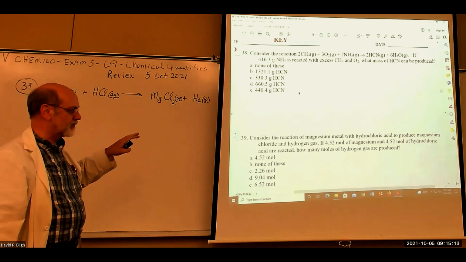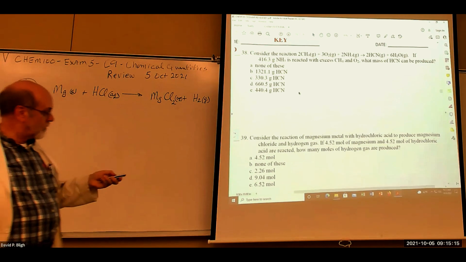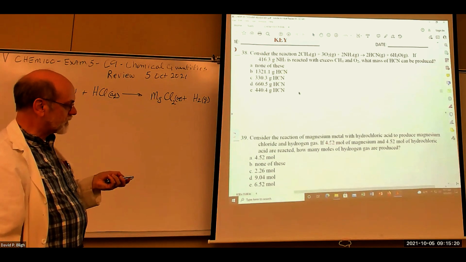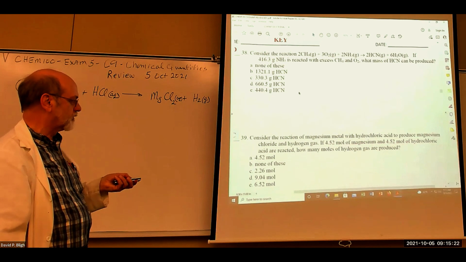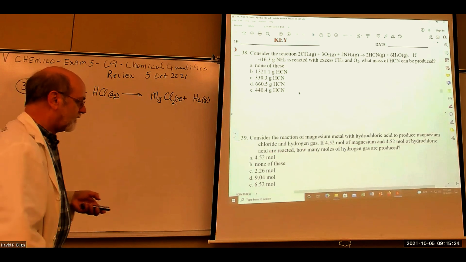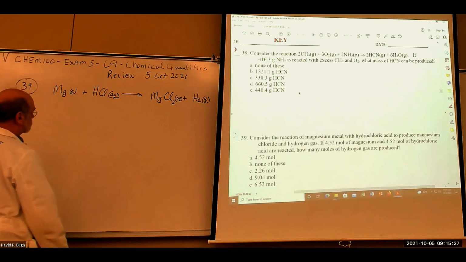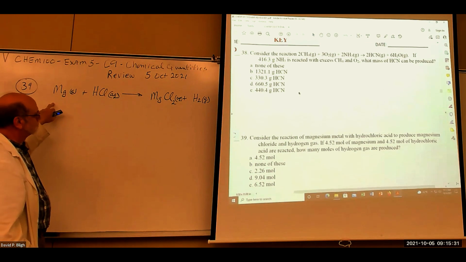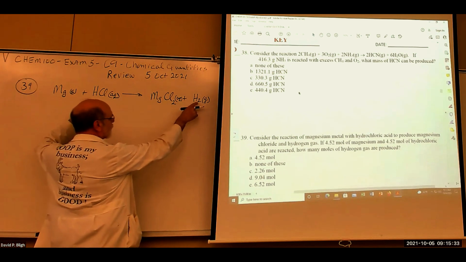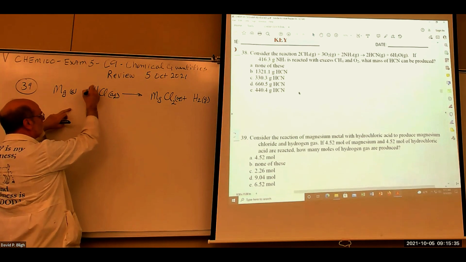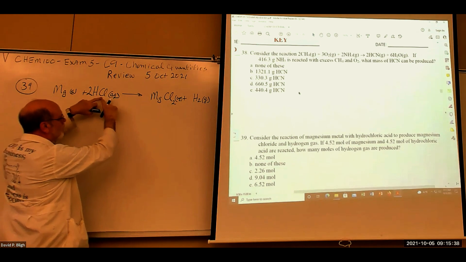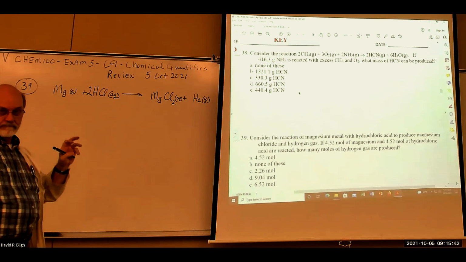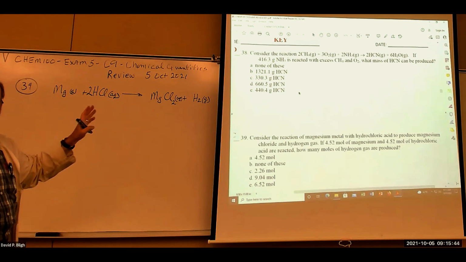Now we need to balance it before we can answer the question, because how many moles of hydrogen gas are produced, if we're given this many moles of magnesium and that many moles of hydrochloric acid? We need a balanced equation. So can we do this in our heads? Well, you got 2 hydrogens here. We need 2 hydrogens there. But that gives us 2 chlorine. We've got 2 chlorine, 1 magnesium, 1 magnesium. That was done. We didn't even have to do the budget.